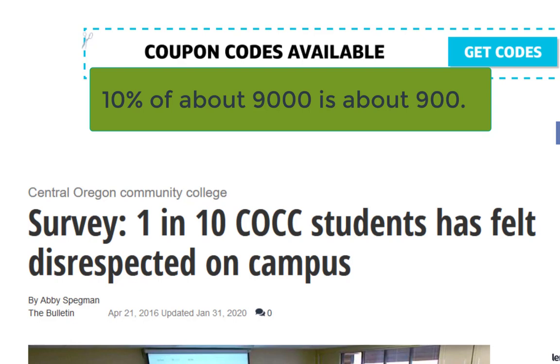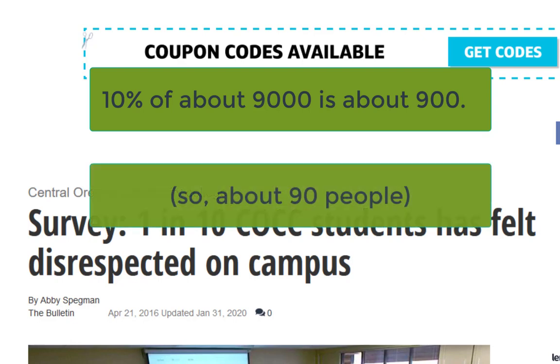So that headline should not say 10% of COCC students has felt disrespected. It should say 10% of those who responded to a survey have felt disrespected. And I don't want to get too far ahead here, because now we're going to start toeing the line between Math 243 and Math 244. We'll mention it again here in a second. But you've got to be careful. A headline like this makes it sound like a parameter when it's actually a statistic.